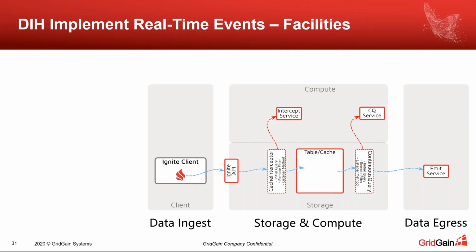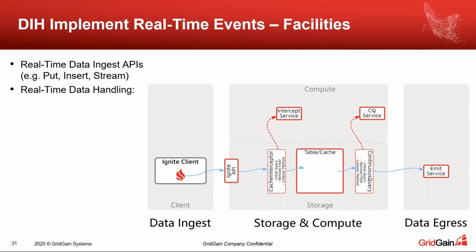So if we look at a diagram of the facilities available to Ignite for real-time processing, this diagram shows an Ignite client performing data loading, maybe like the example I just gave a few minutes ago. It might use load APIs, it might use the put, SQL insert, etc., or as I said, the data streamer. We then have data handling facilities for when that data comes in. We talked about the cache entry processor, but I'm going to focus on two others right now.